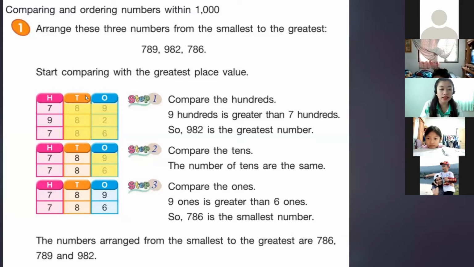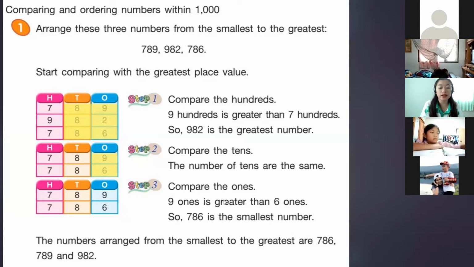Look at this on the tens place. The numbers are the same. What are the numbers in the tens place? It is number 8. Very good. Yes. The numbers in the tens place are all the same. So it is 8. And in the ones place, compare the ones. In the ones place, we have here the numbers 9 and 6.